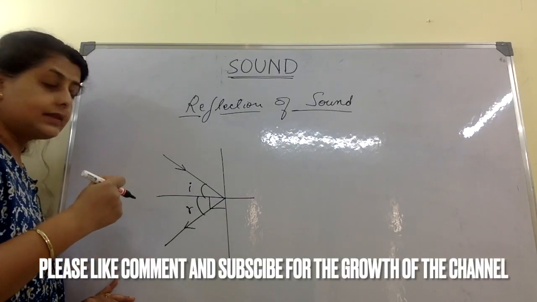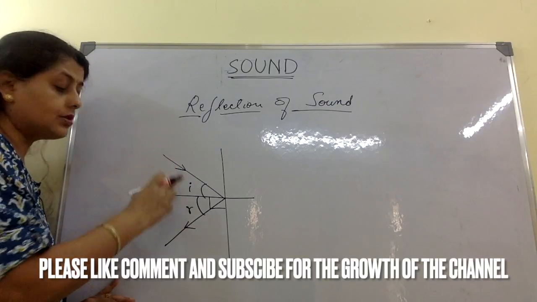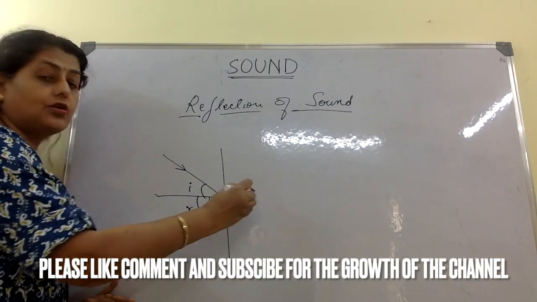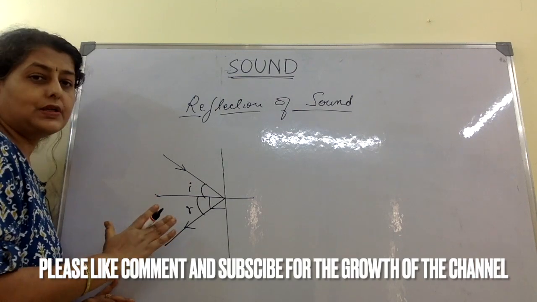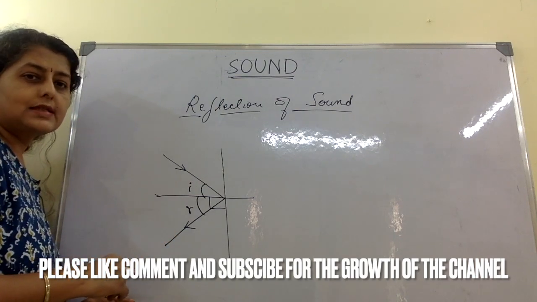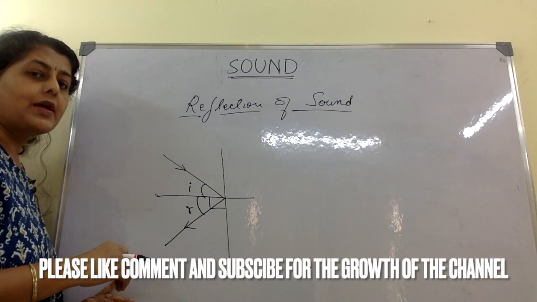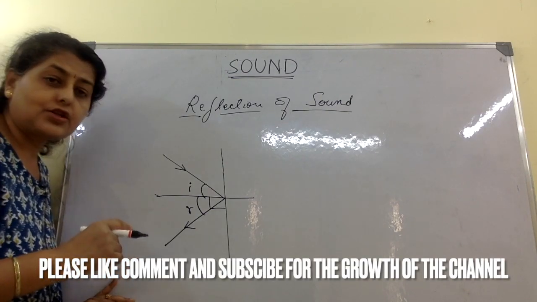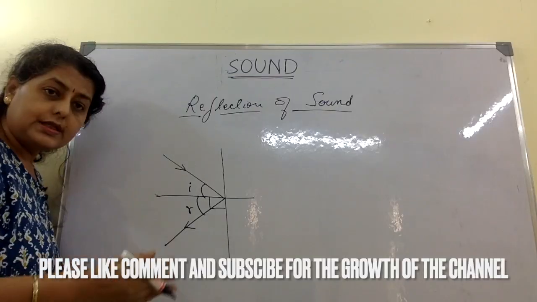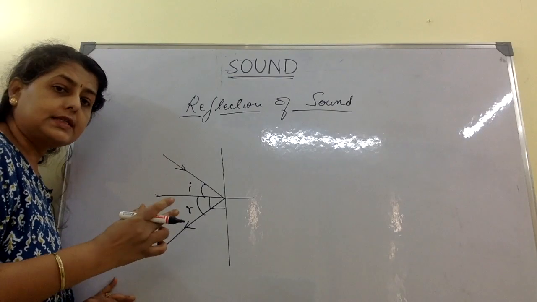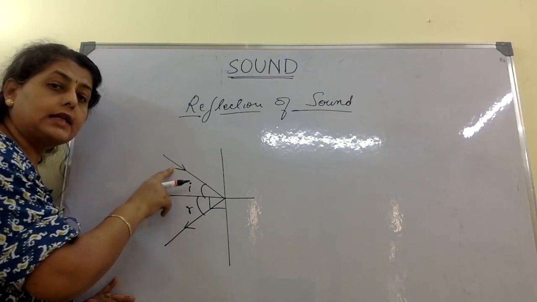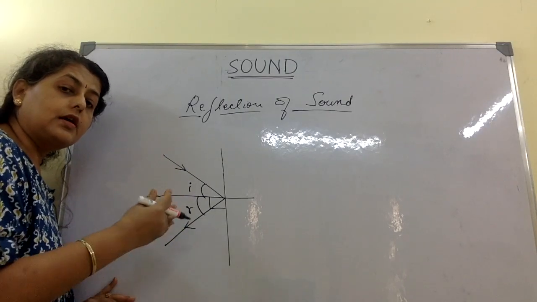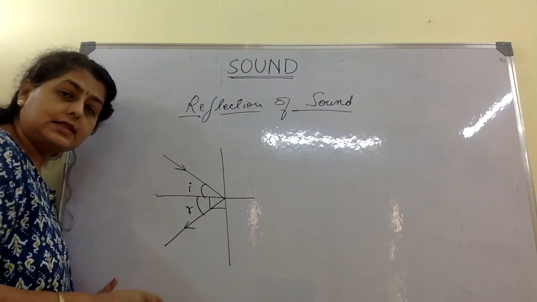Another thing is that the incident vibration, the reflected vibration and the normal all lie in the same plane. This is very similar to what you know as reflection in light. You might not have done reflection of light this year, you will do it next year, in 10th standard, where you learn all these things. I is equal to R, and the incident ray, reflected ray and the normal all lie in the same plane.